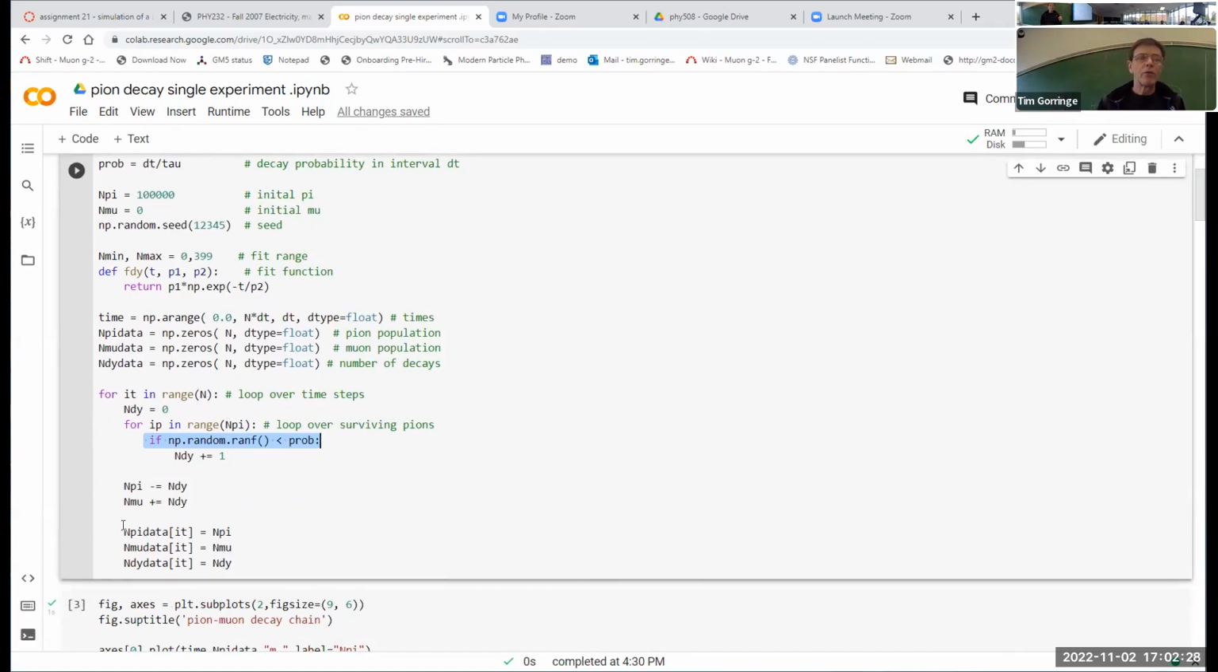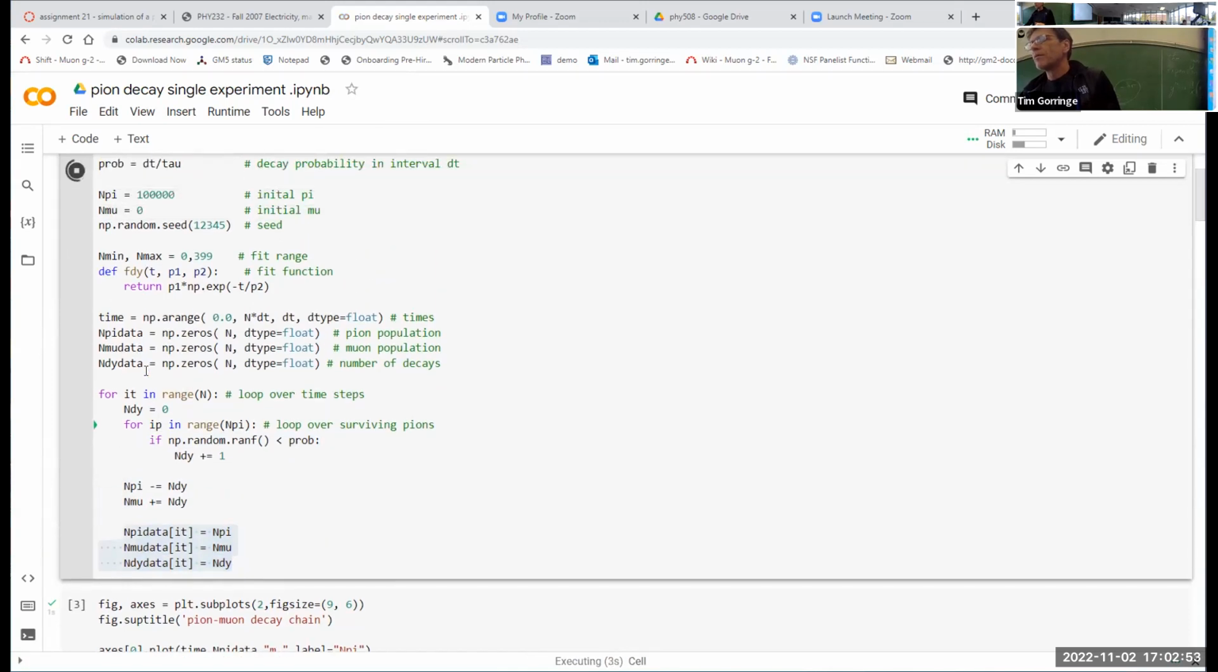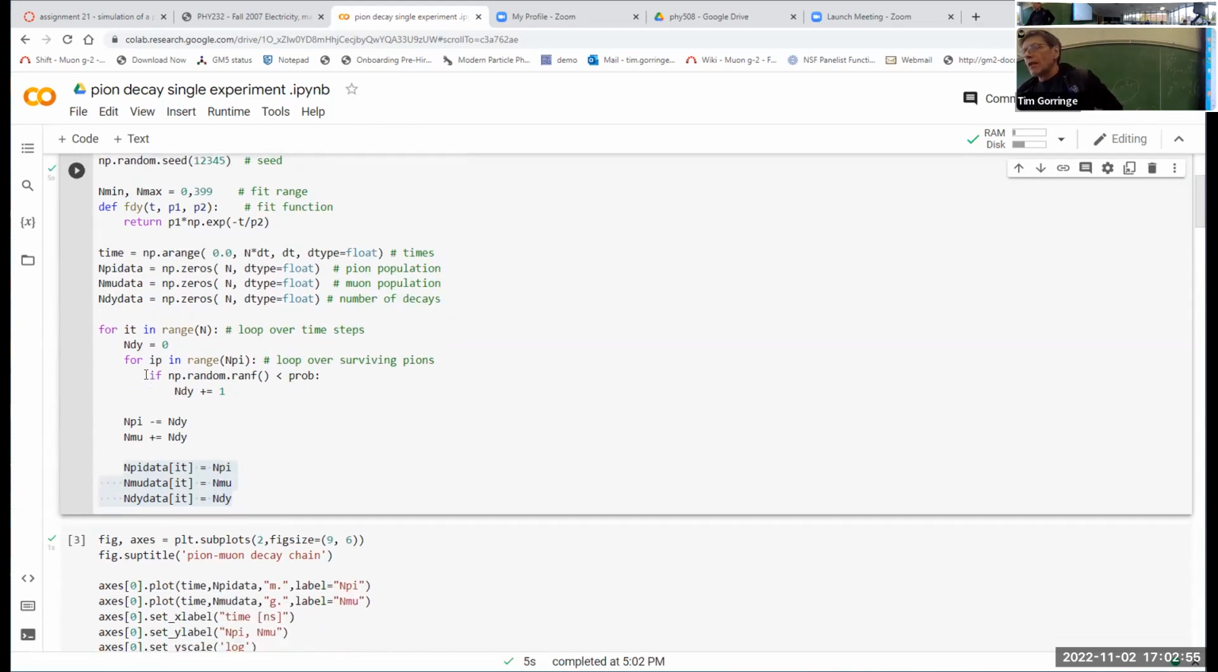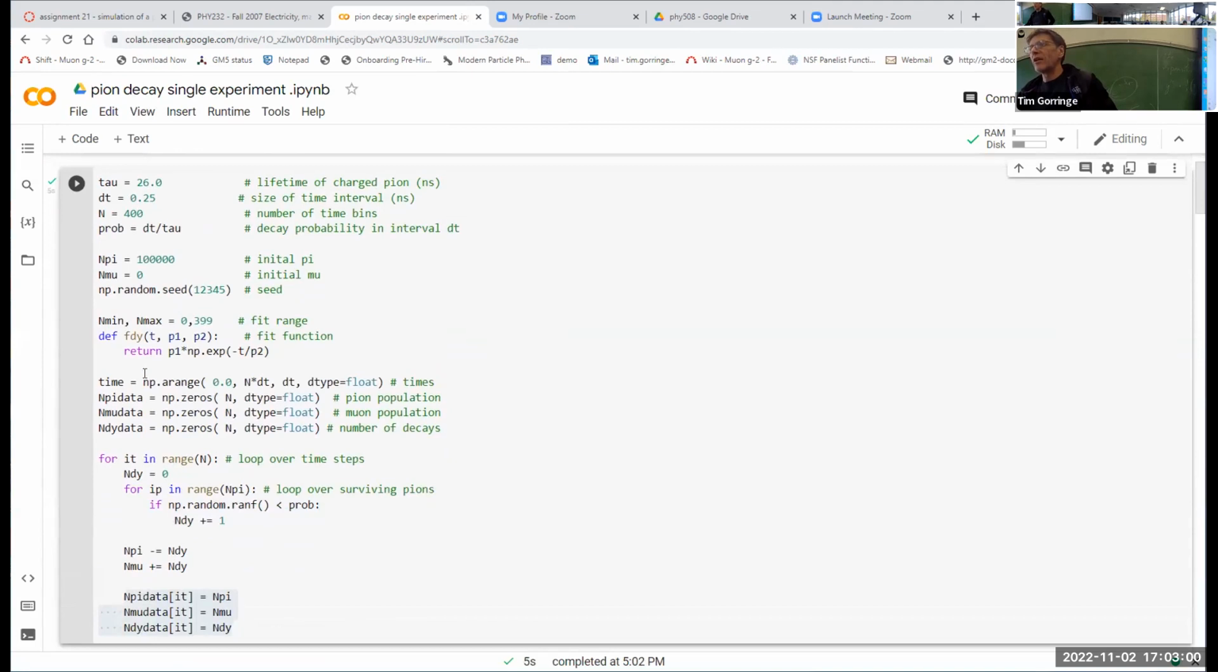For each time interval, I'm then going to store how many pions I've got in my population, how many muons I've got in my population, and how many decays occurred in that time interval. So these are just me storing these 3 quantities: number of pions, number of muons, number of decays. Okay, so by executing that cell, I've simulated my experiment.